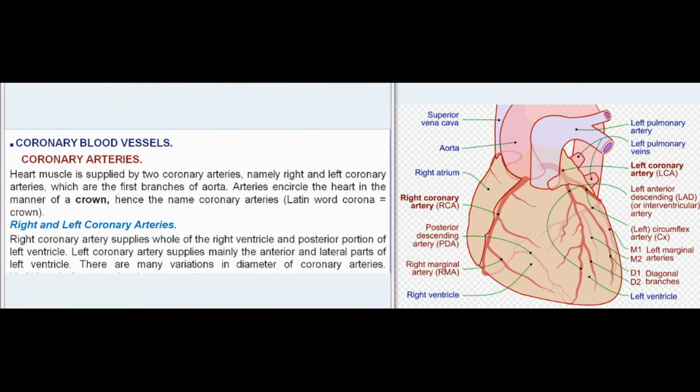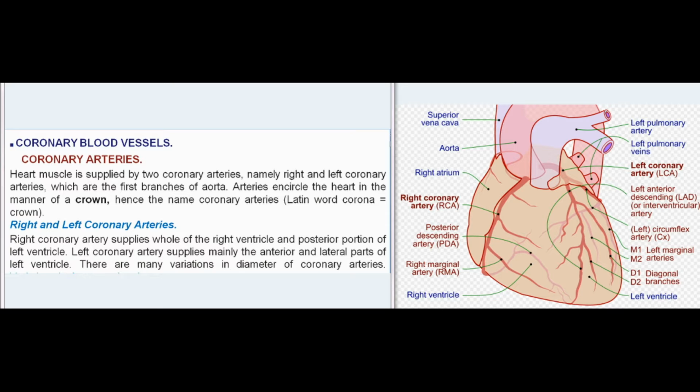Coronary blood vessels. Coronary arteries. Heart muscle is supplied by two coronary arteries, namely right and left coronary arteries, which are the first branches of aorta. Arteries encircle the heart in the manner of a crown, hence the name coronary arteries, Latin word corona equals crown.